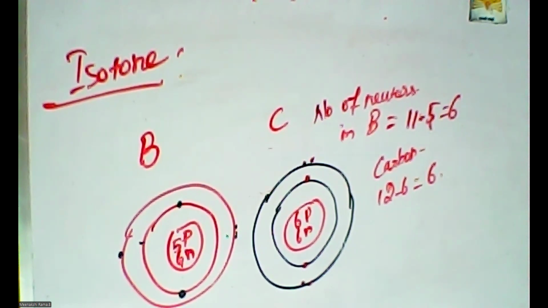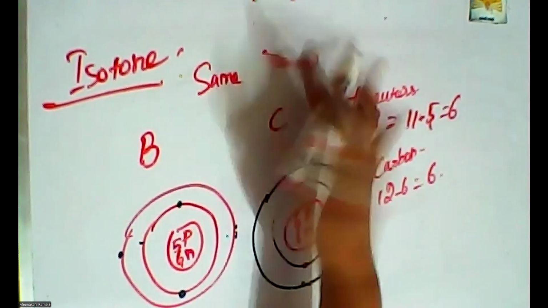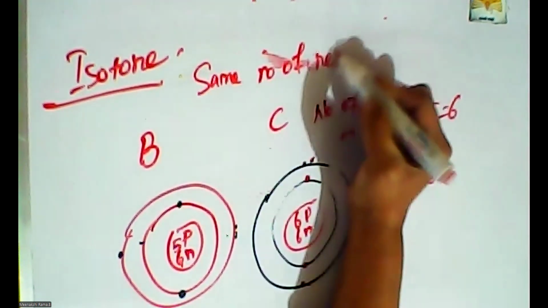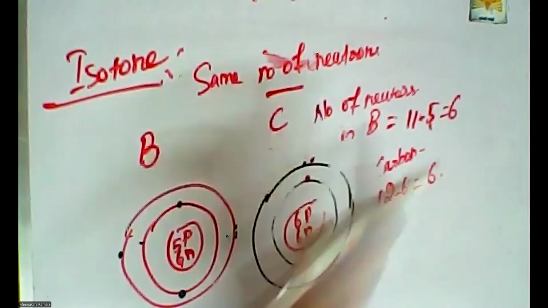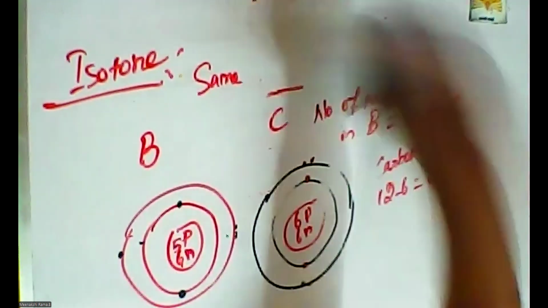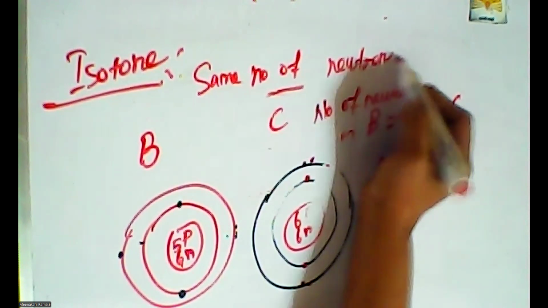What do we call elements that contain the same number of neutrons? That kind of nature is called isotone. Atoms of different elements with different atomic number and different mass number, but the same number of neutrons, are called isotones.